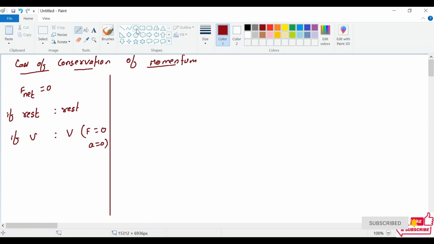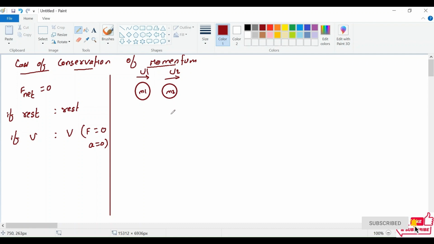So what does it mean? See, there are two bodies. Let this be body 1 and there is one more body. Two cars are there, moving. After collision, they are moving. Initial velocity we represent with u1. This one is also moving with an initial velocity u2, and its mass is m1. Its mass is m2. Both are moving.